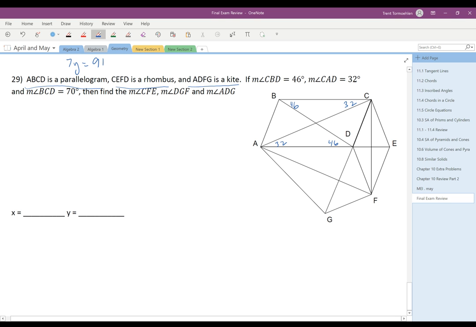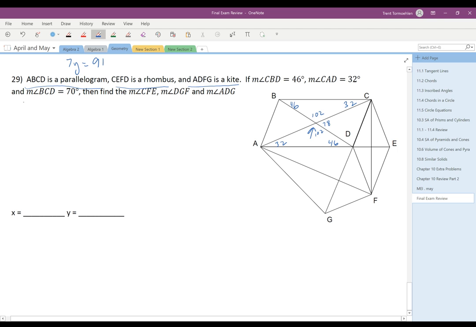what this middle angle is going to be, because you can do 180 minus 46 minus 32 to find this angle. And so that gives you what? 180 minus 78. So this angle is going to be 102. Which also means then that this angle is 78.